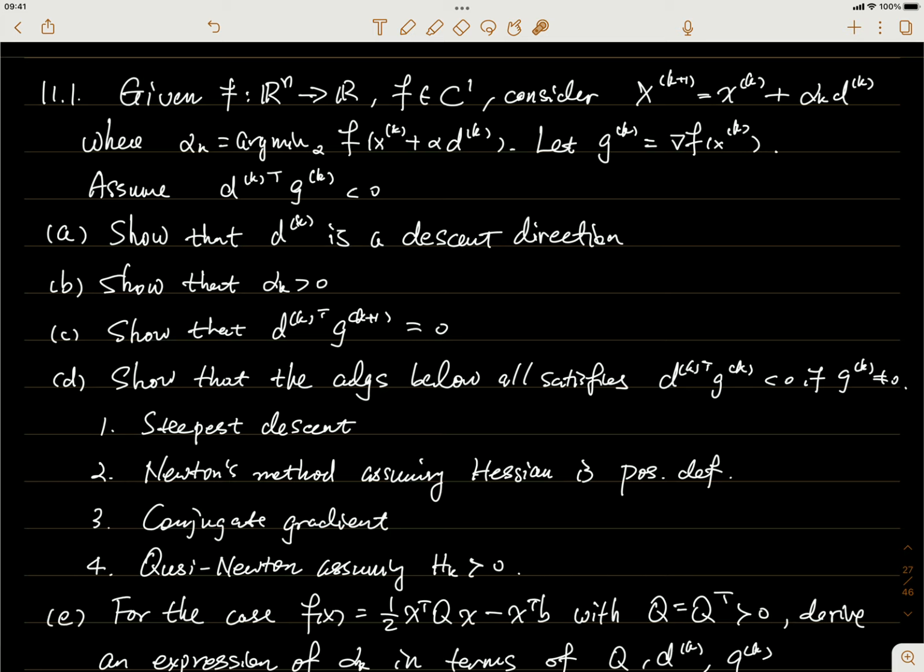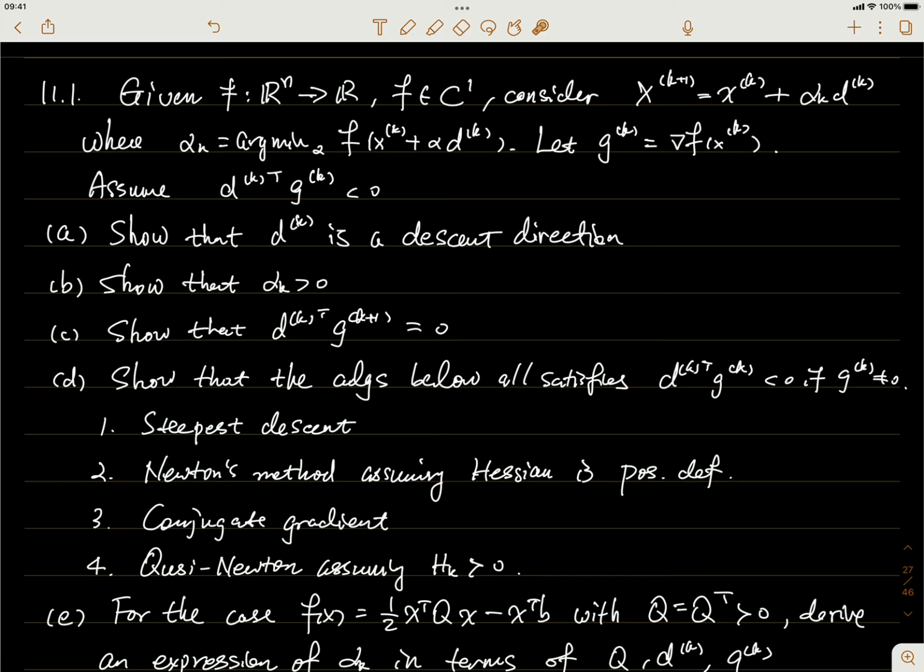Okay, and we use the shorthand notation. The gk is the gradient of f at a point xk, and we assume that the inner product of the descent direction dk and the gradient is negative. And we want to show that in this case the dk will be a descent direction, meaning that if you go along the direction dk, the function value will definitely decrease, at least initially.